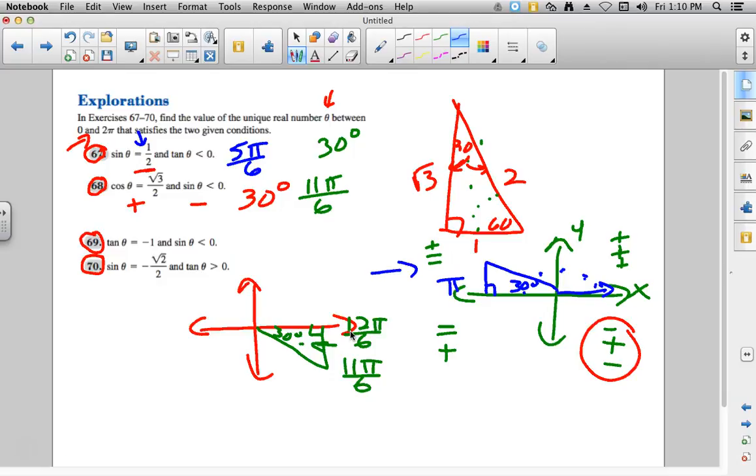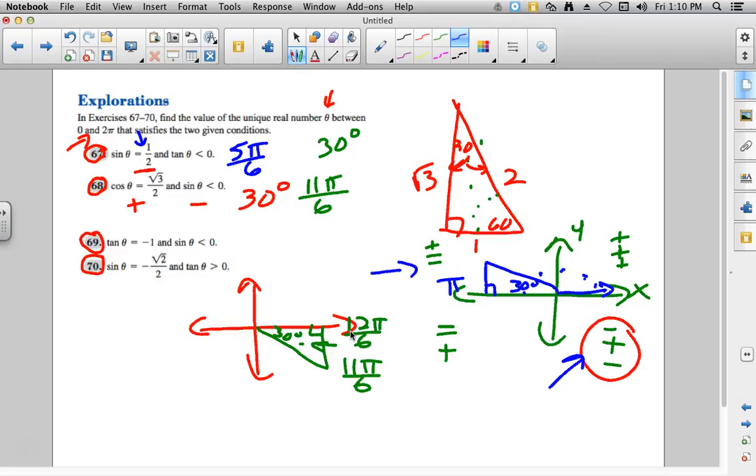69 says the tangent of theta needs to be -1 and the sine of theta has to be less than 0. So if the tangent of theta is going to be -1 and sine is going to be negative, sine and tangent have to be negative. So I think, well, where would we get sine and tangent to both be negative? And that is going to be in 4th quadrant.